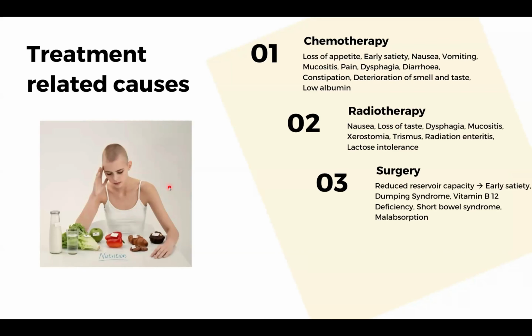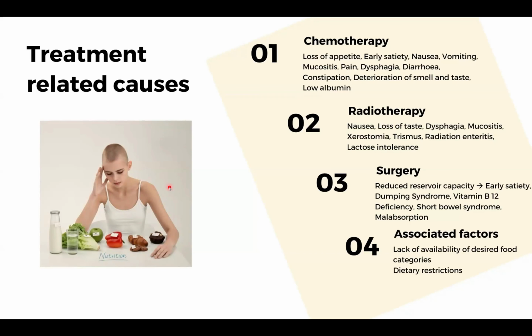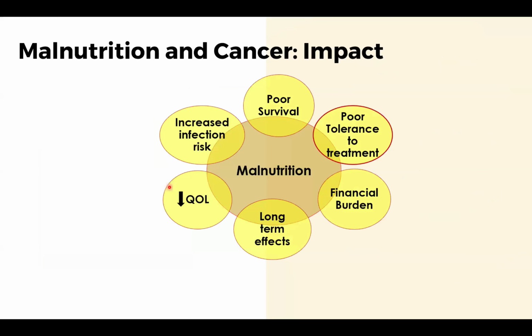Surgery can cause reduced reservoir capacity, causing early satiety, dumping syndrome, vitamin B12 deficiency, short bowel syndrome, malabsorption, and other associated factors. So in our country, this is still a problem because we ask them to have a neutropenic diet, and the hospital may not provide the favorite food within the given guidelines. So the patients always struggle to find the food that they like when they are in the hospital.